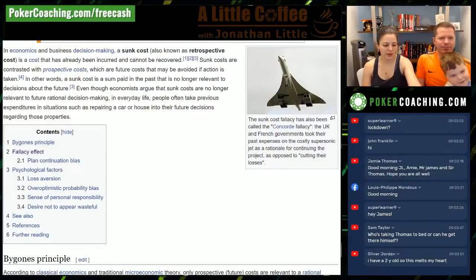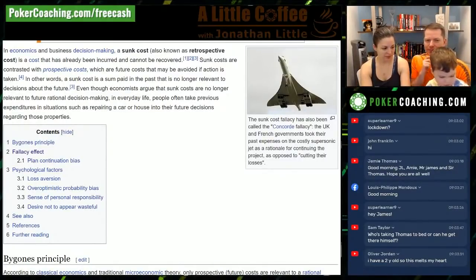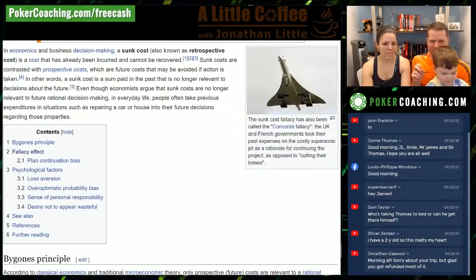Sunk costs are contrasted with prospective costs, which are future costs that can still be avoided by taking an action. This is very important. Some things you've already done, you've already paid for them, but you can always pivot and change the future. Even though economists argue that sunk costs are no longer relevant for future rational decision-making, in everyday life, people often take previous expenditures in situations such as repairing a house or car into their future decisions regarding those things.